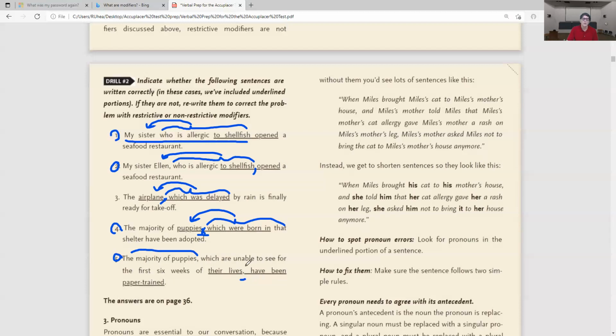So we know when it's surrounded by commas, we know that phrase is a comment about puppies. It's telling you among all puppies in general, they are unable to see for the first 6 weeks of their lives. So the surprising thing is they've been paper trained, even though all puppies are unable to see for the first 6 weeks of their lives. So the main part of the sentence is the majority of puppies have been paper trained, which are unable to see for the first 6 weeks of their lives. And so number 5 is correct, and number 1 is correct.